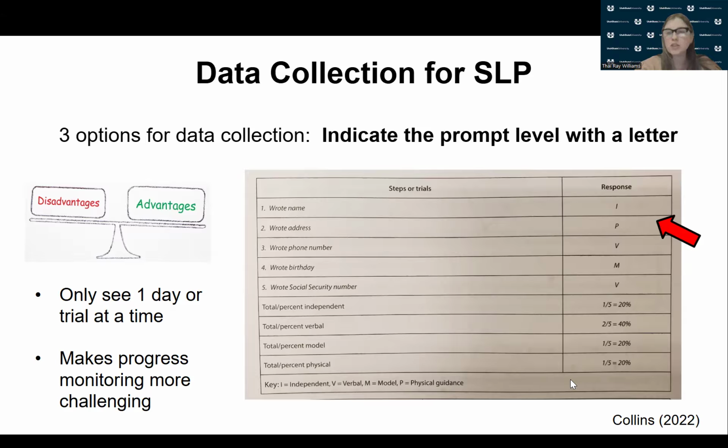Another one is circling the prompt level on a list of prompts. This would be something that you've prepared ahead of time and you just need to go in and circle. So what might be advantages and disadvantages of this?